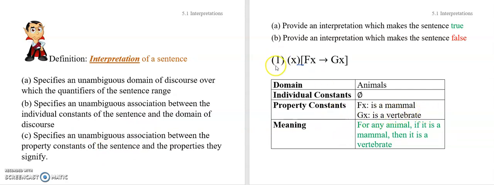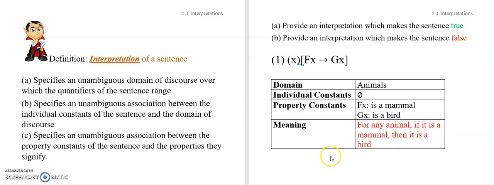So on that interpretation, the meaning of the sentence, and it's true, is that for any animal, pick anything you like out of our domain of discourse, the animals, any old thing you pick out of there, it's guaranteed to satisfy the following description. If it's a mammal, then it's a vertebrate. So that's the meaning of the sentence. All mammals are vertebrates among the animals. That's the idea behind the sentence.